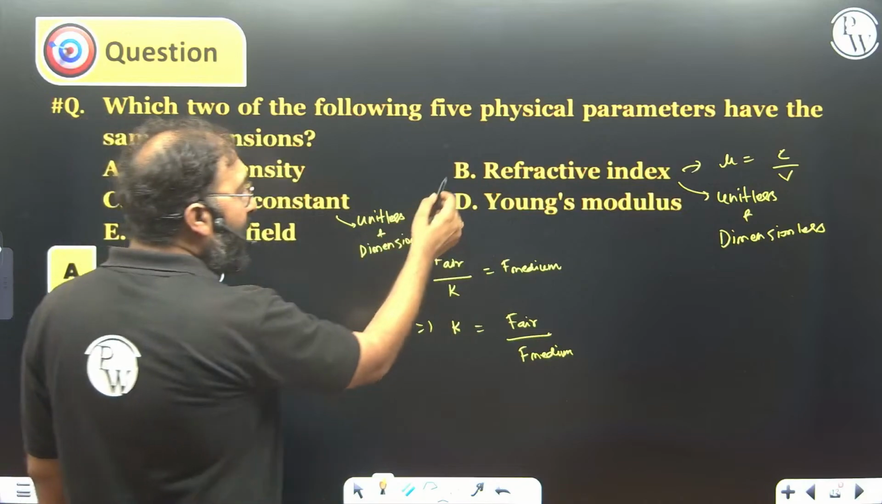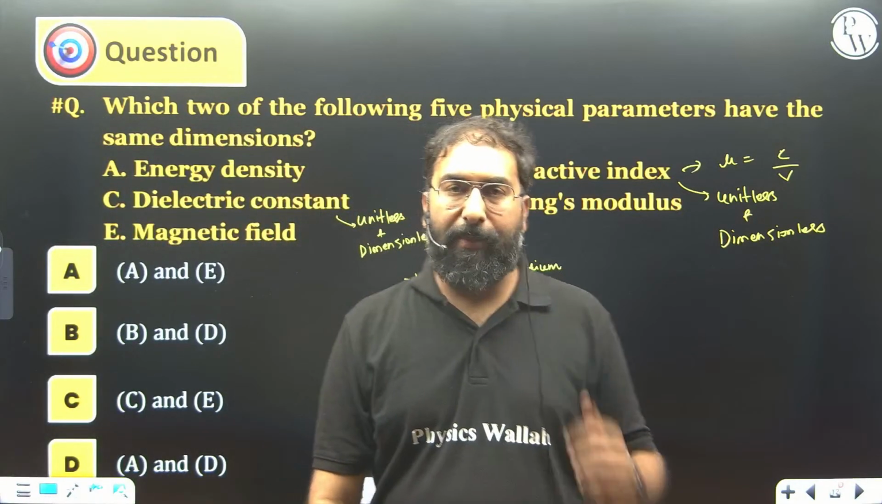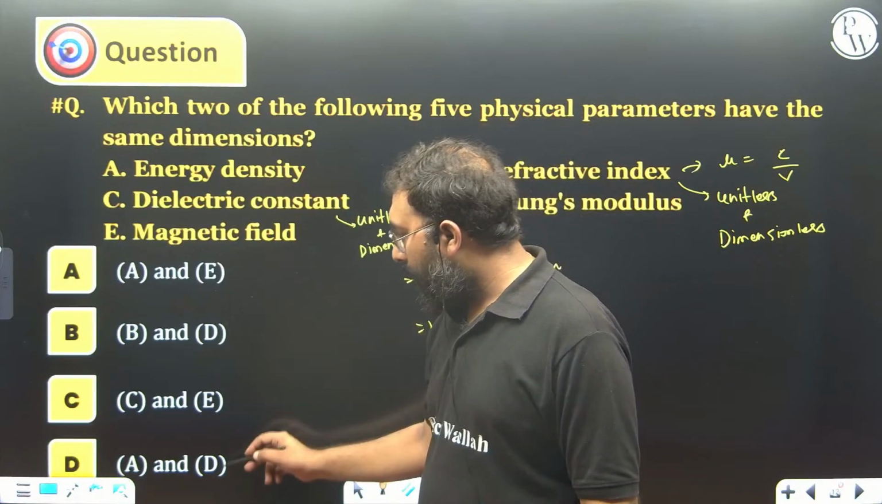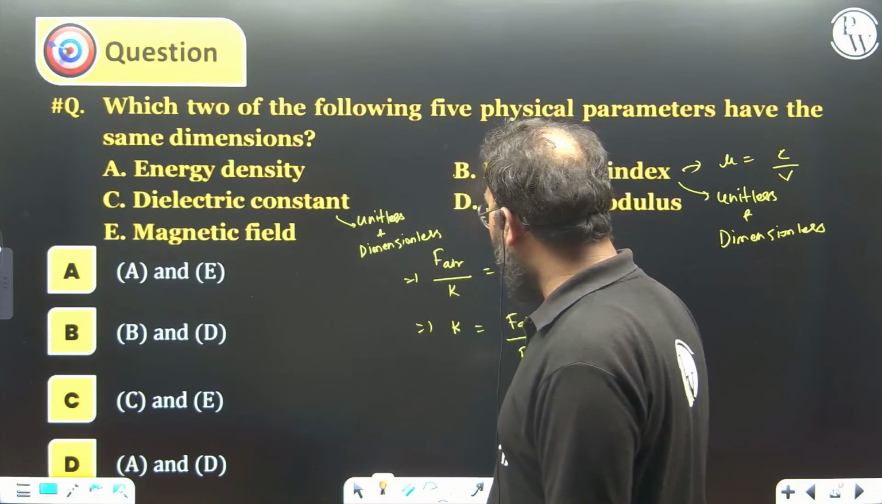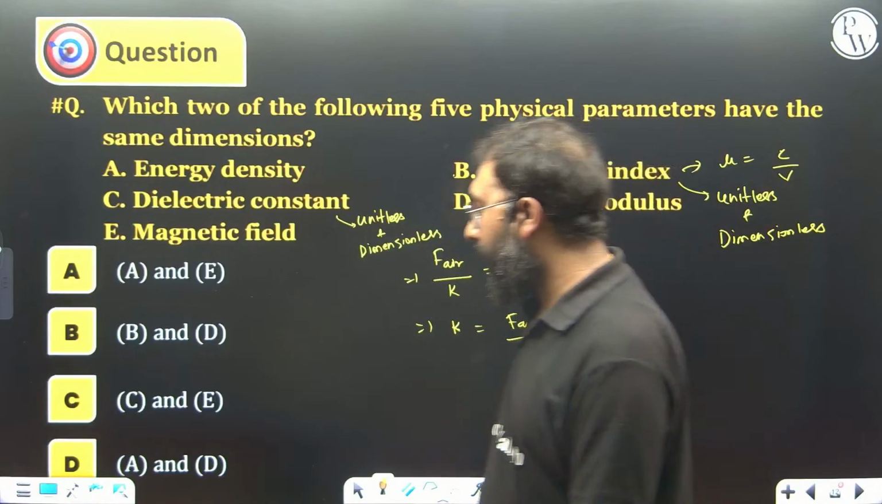So I can say that B and C both are dimensionless. So they are having the same dimension. So do we have any such option? B and C? No. B and C is not an option. So again, we have to check further. Few more quantities we have to check.